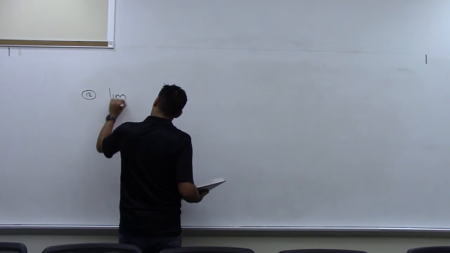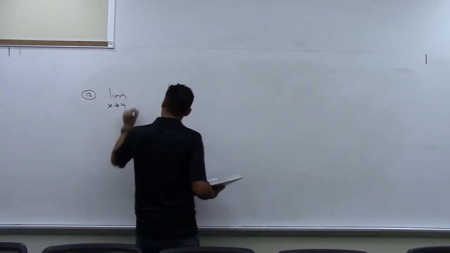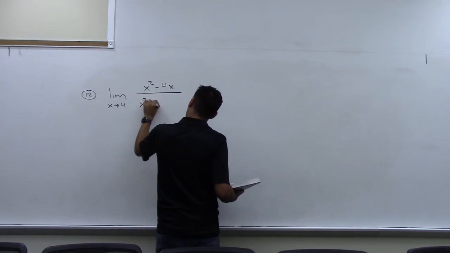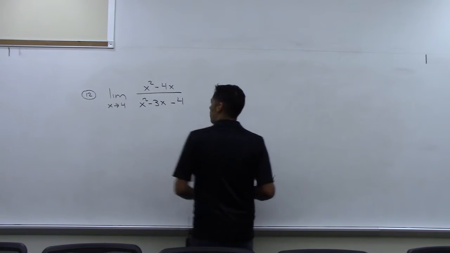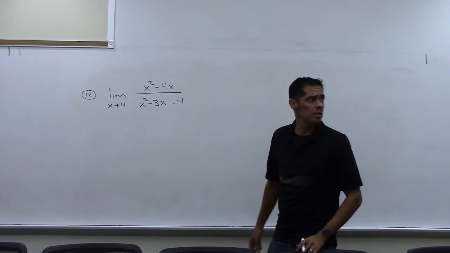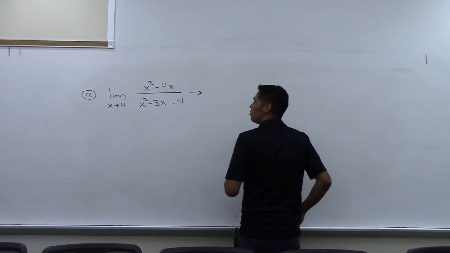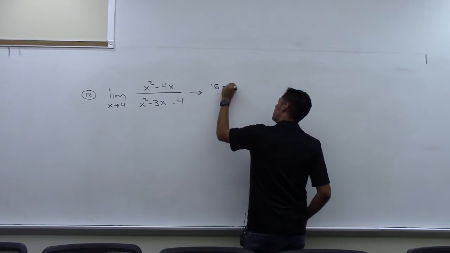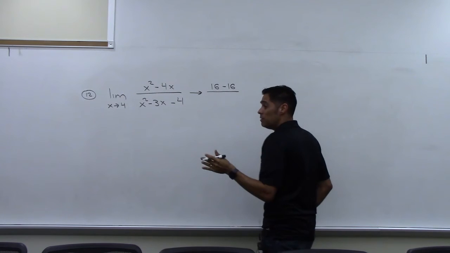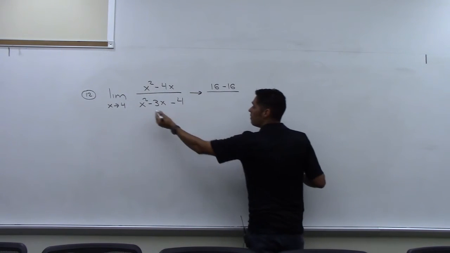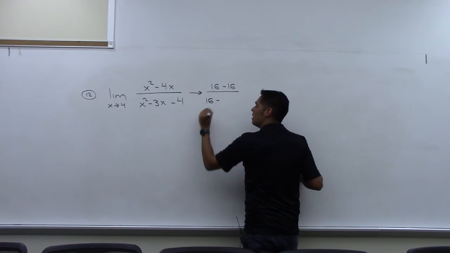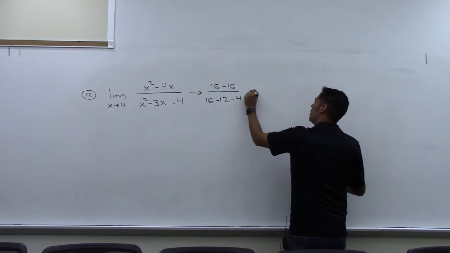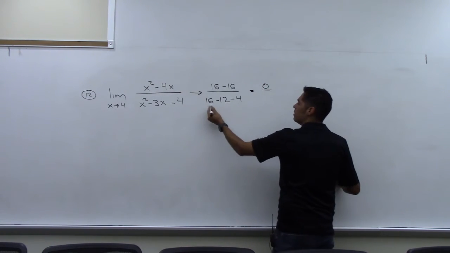All right, limit x approaches 4 of x squared minus 4x over x squared minus 3x minus 4. So let me first start with a direct substitution in here. And when I do a direct substitution, 4 squared is 16, minus 4 times 4, 16. So I'm going to get 0 on top. That could be a problem or it could not. We'll see. On the bottom, x squared, we get 16 minus 3 times 4 is 12, and then minus 4. So we get 0 on the top, and let's see, that's going to be 0 on the bottom.